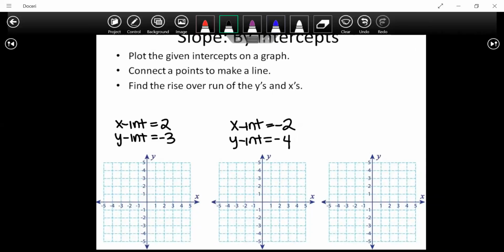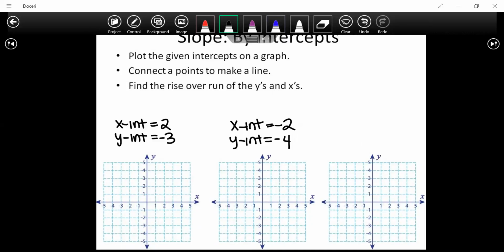So to graph it using intercepts, this is going to help us out when we start graphing by point slope, or no, standard form, sorry, not point slope. Standard form is a very good one when we have intercepts, because we can solve for the intercepts very easily and then plug back in.